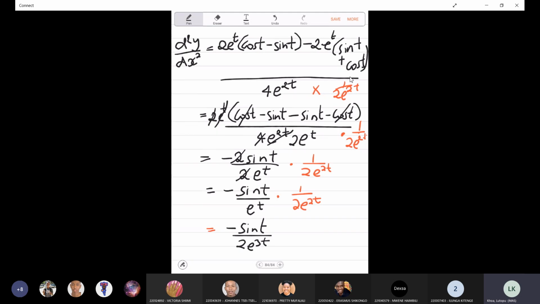Do the rest of the questions in exercise 1.6. Then on Monday, we should finish off with this chapter and start with the applications of derivatives. Okay.